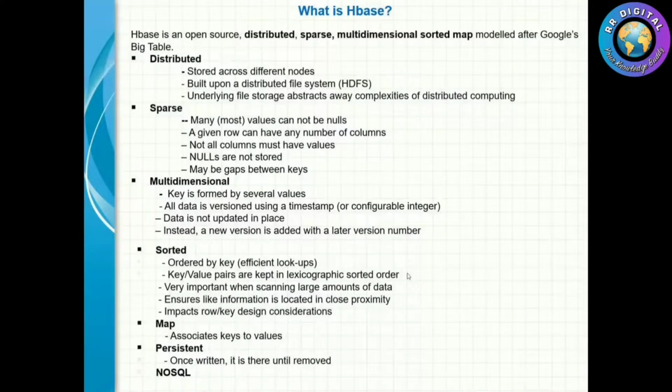Also, whenever you try to retrieve the data, if you look up using a key, it will be very fast retrieval. Based on a key, if you try to retrieve a value, it will be fast. And a map: basically a map associates keys to values, so each key maps to values. And persistent. Persistent means in HDFS, once you have written your data, it will be available until you remove it.